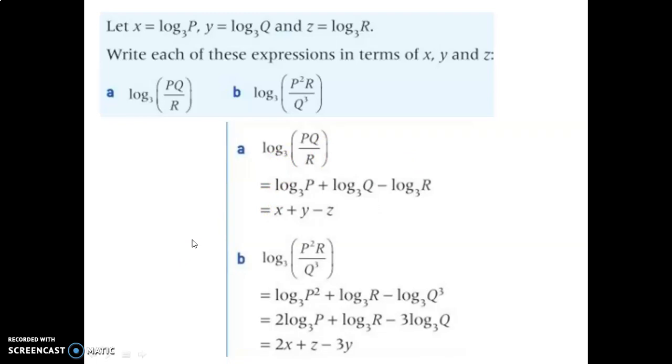Okay, so we went through the laws of logs, started with some basic problems, and then moved into these ones, which are a little more tricky. But again, once you get the hang of it, you're on it. You can do this thing.